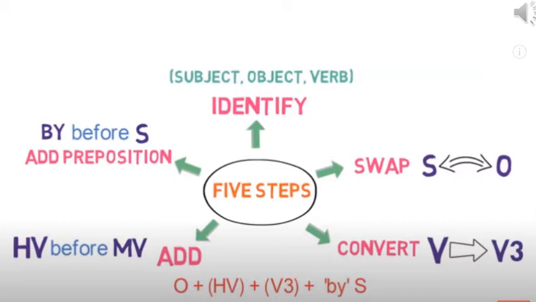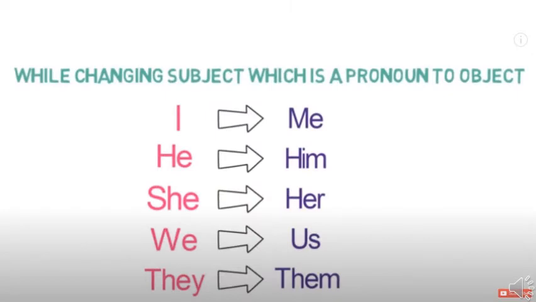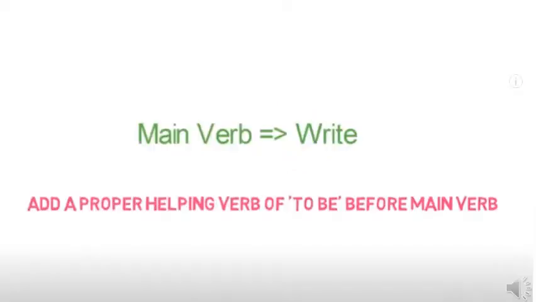At the end, the sentence structure of passive voice will be object plus helping verb plus verb third form plus by preposition plus subject. There are two important things that you need to remember here. Firstly, when replacing subject with an object where subject is a pronoun, then I will become me, he will become him, she will become her, we will become us, and they will become them.